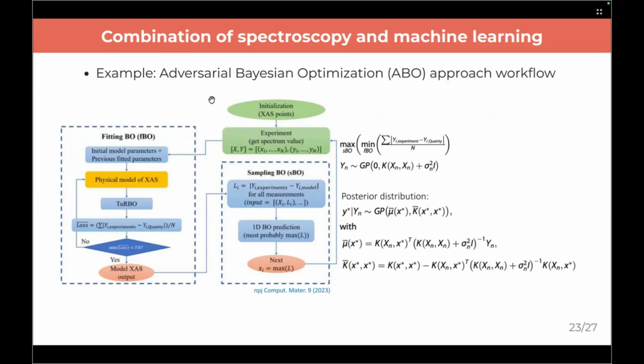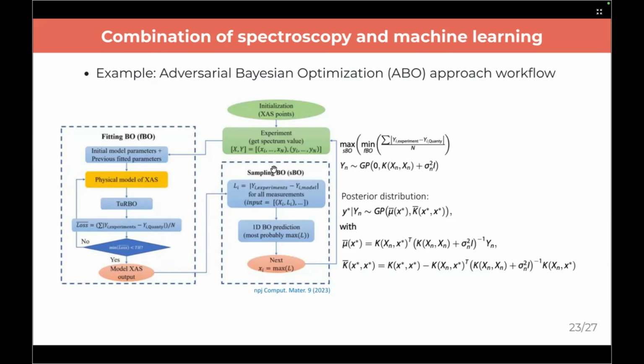to do an energy scan to get the spectroscopy. But in this ABO, this adversarial Bayesian optimization, you could increase its efficiency, using, for example, only 20 energy points to recover the whole spectroscopy. So the main idea is that it designs these two kinds of competing parts called fitting BO and sampling BO.